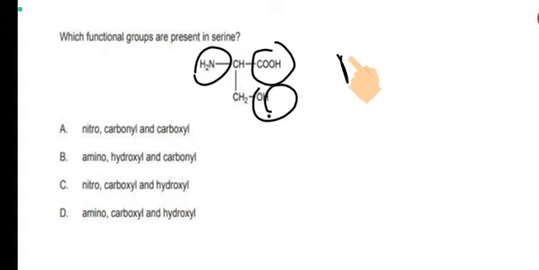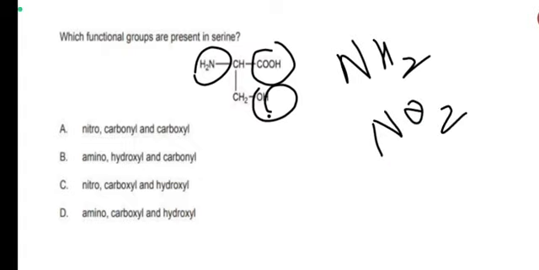NH2 is amino group and not nitro. Nitro is NO2, right? Here option A and C, which are given as nitro, so these are not the correct options. So answer should be either B or D.